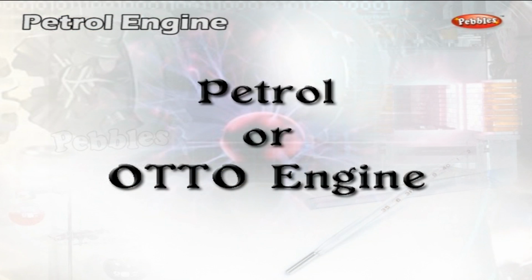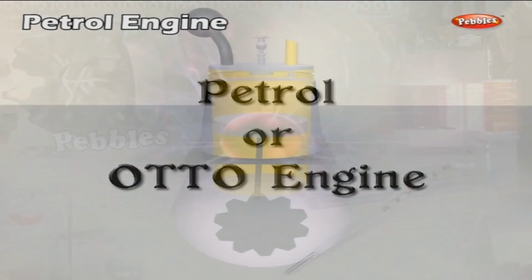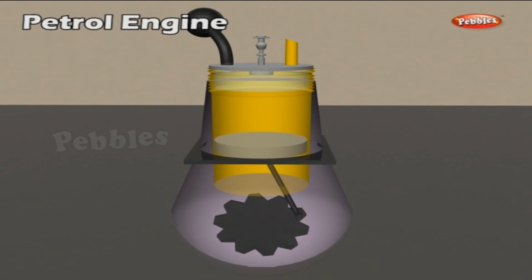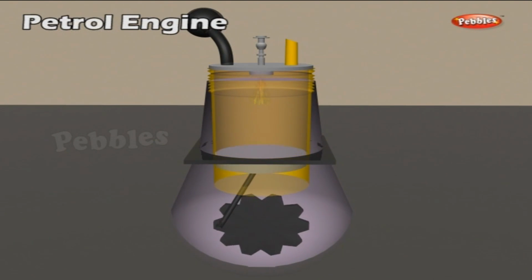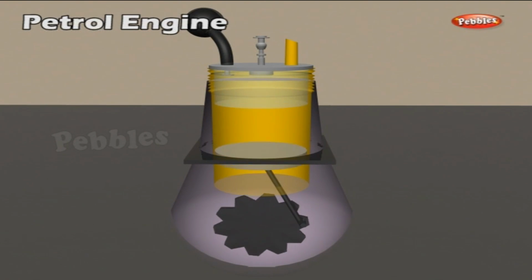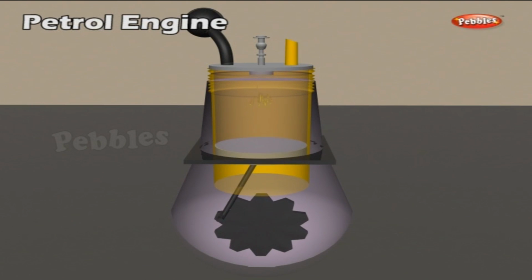Petrol or auto engine. This type of engine is used in light cars, scooters, aeroplanes, etc. The working substance in this engine is a mixture of petrol and air prepared outside the cylinder in a carburetor.